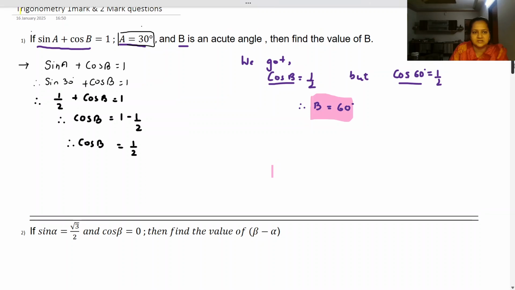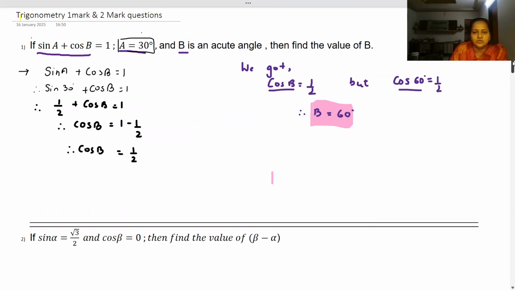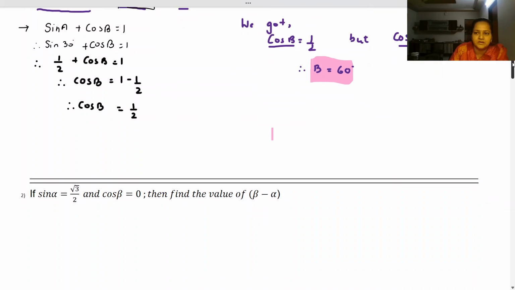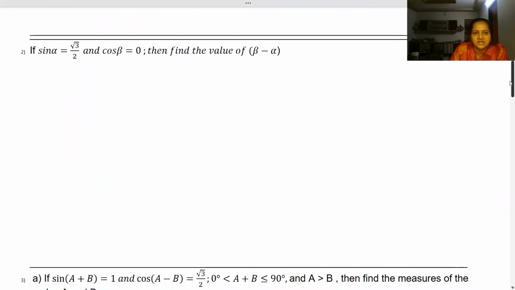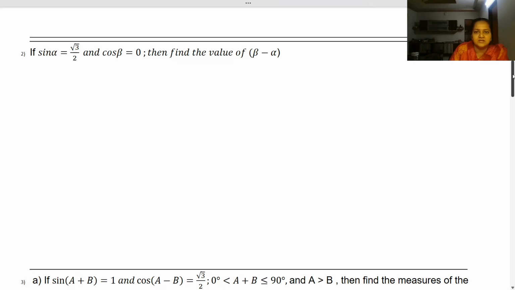Let's move on to the next. I give you a minute to go through it once again. And I would advise that you please take down these questions and solve them by yourself also. Okay, so that would make sense of revision. Let's move on to the second question. It's a very similar question.